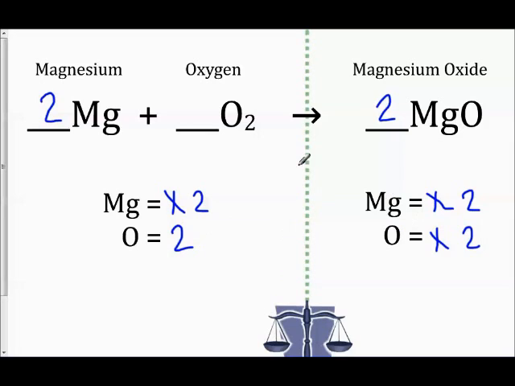Awesome. We're done. Now we could put a 1 here to show that there's only one oxygen molecule here, but in general we don't bother with that. If it's a 1, we just leave it as a blank. We just assume that it's there. Okay, let's try another one.